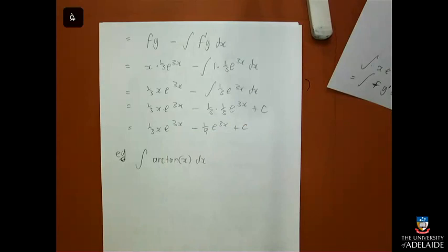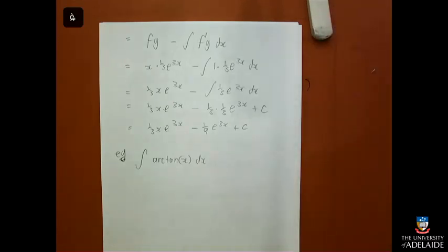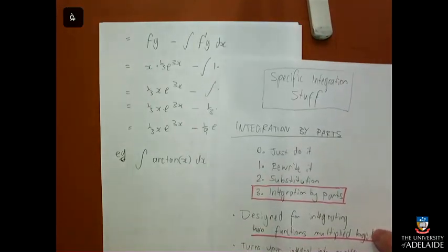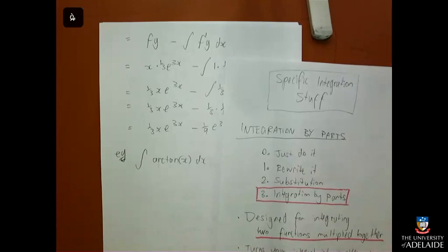The integral of arctan, for example. Now let me just make sure that I'm doing my job properly. I should go back and see if I have ways of dealing with this. So let's see. Can I just do it? No, I don't know what the integral of arctan is. I know what the derivative of arctan is. It's 1 over 1 plus x squared. I can do that, but I can't do the integral.